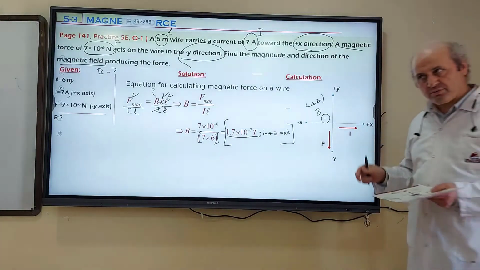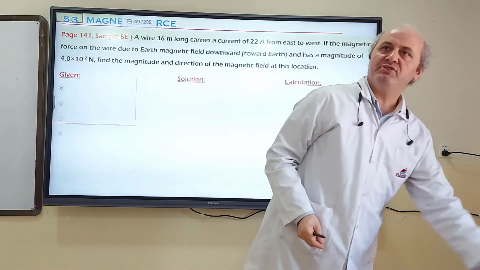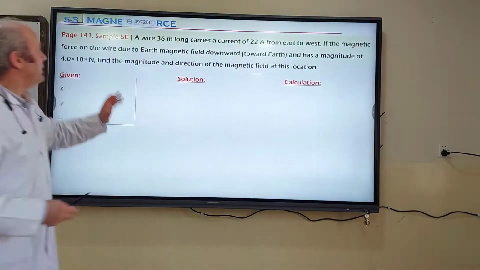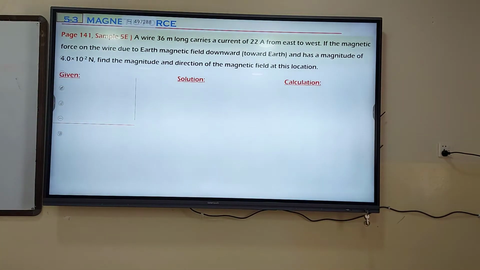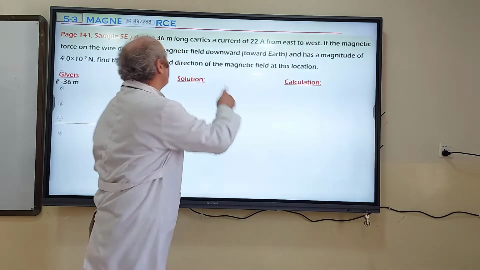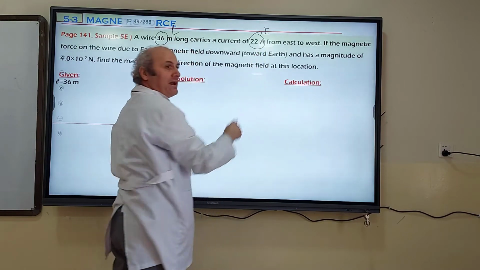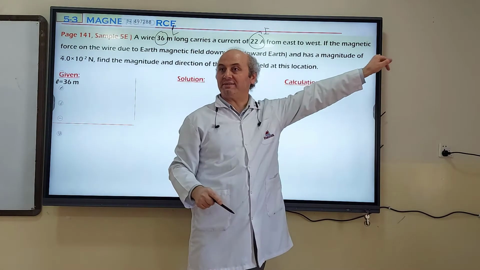Now we will continue with another problem. Sample 5E. A wire of 36 meter length, recorded: L is 36 meter, carries a current of 22 ampere. This is the length. This is the electric current I. But this time, the electric current is from east to west.